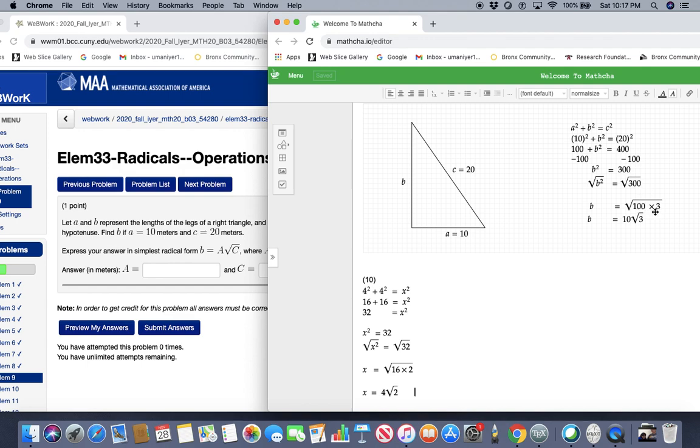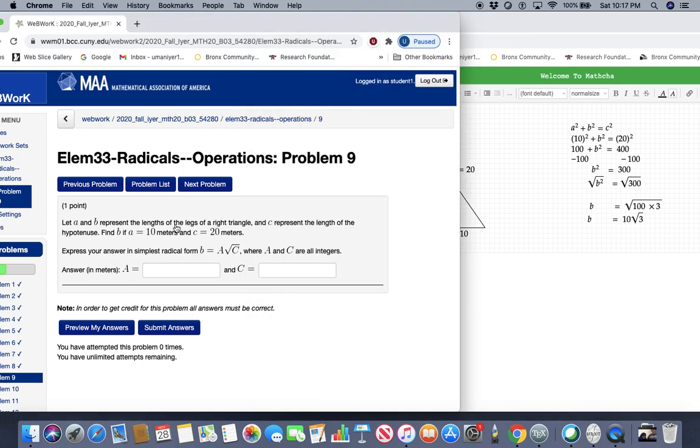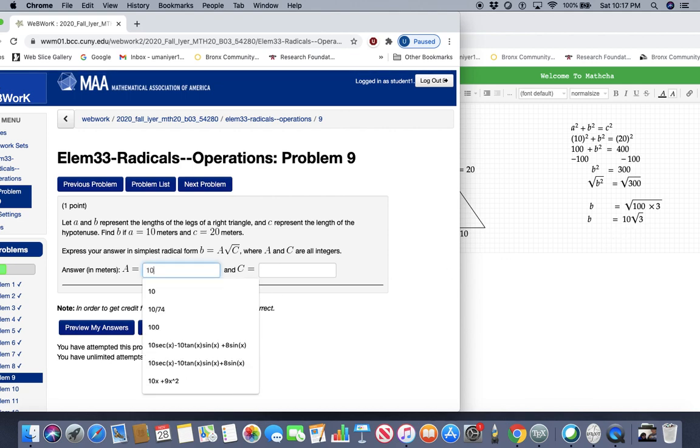300 splits as 100 times 3. Square root of 100 is 10. Square root of 3 remains square root 3. So 10 square root 3. So A is the outer number 10. C is the radicand 3.